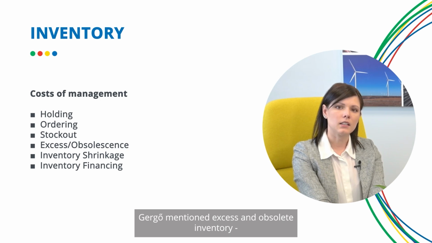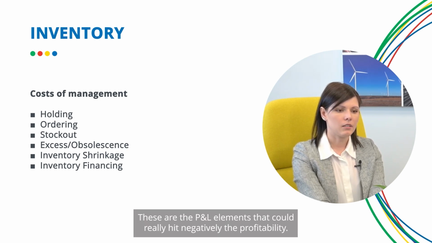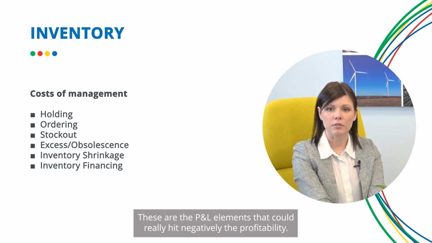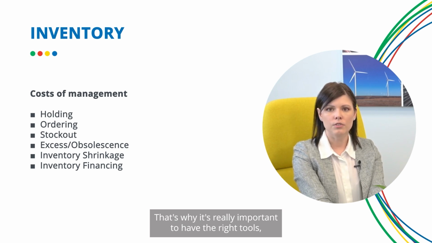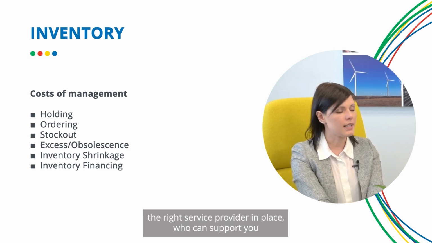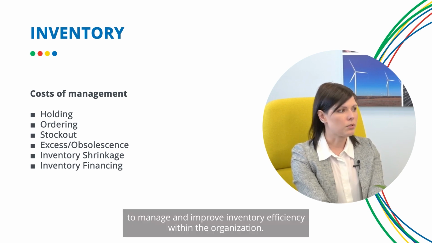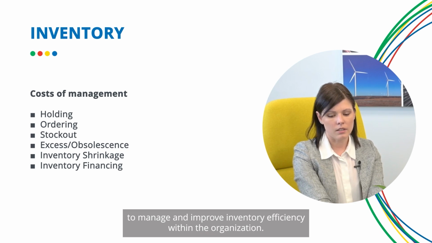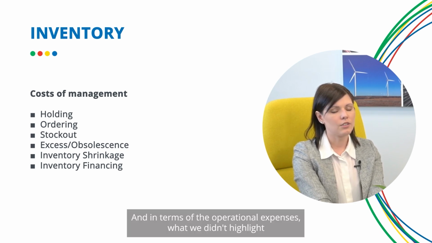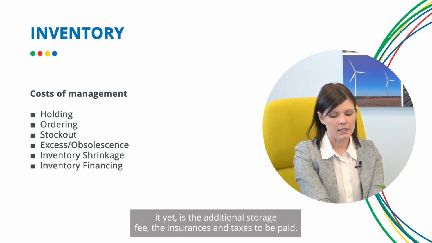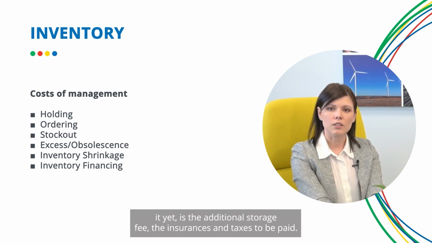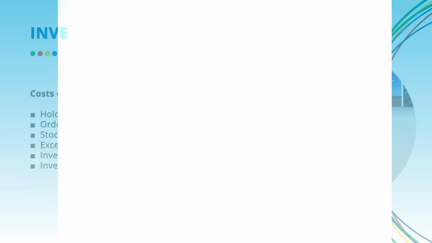Gergely mentioned excess and obsolete inventory. These are the P&L elements that could really hit profitability negatively. That's why it's really important to have the right tools, the right service provider in place who can support you to manage and improve inventory efficiency within the organization. And in terms of the operational expenses, what we didn't highlight yet is the additional storage fee, the insurances and taxes to be paid.